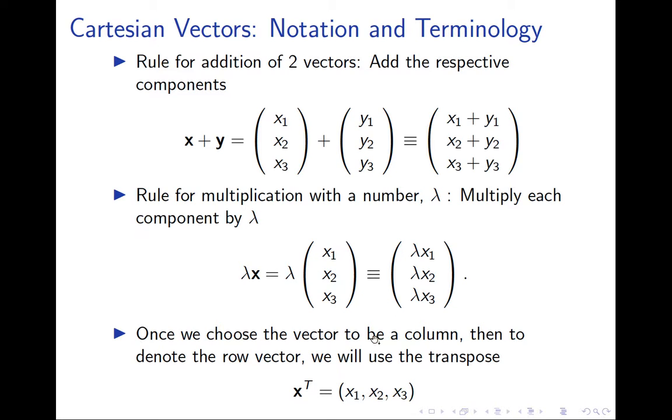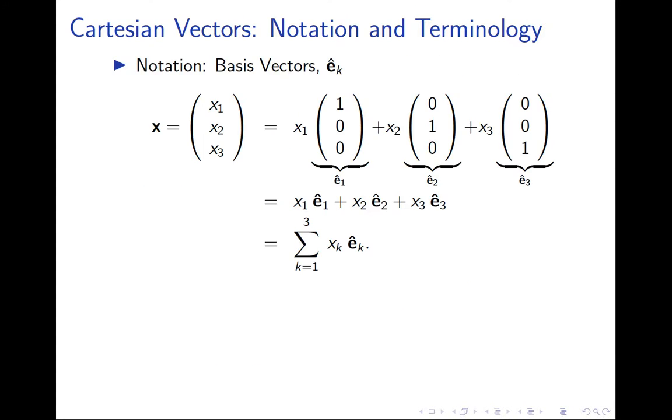Now, we choose the vector to be a column, which we are doing in this course. The row vector we will write using the transpose. So when I denote x, I denote the column vector. When I write x transpose, what I mean is the row vector. Again, very simple, just to be clear.